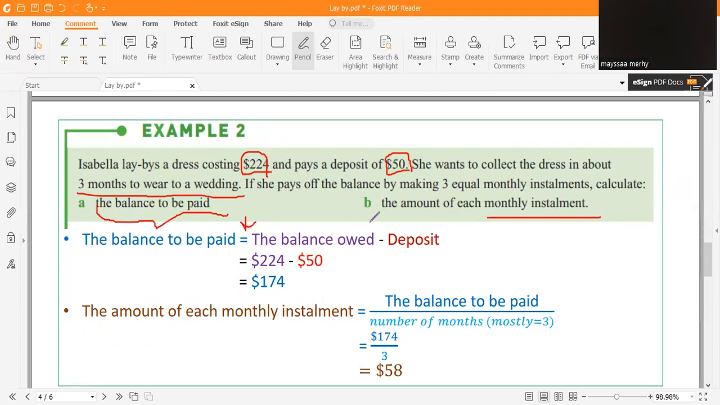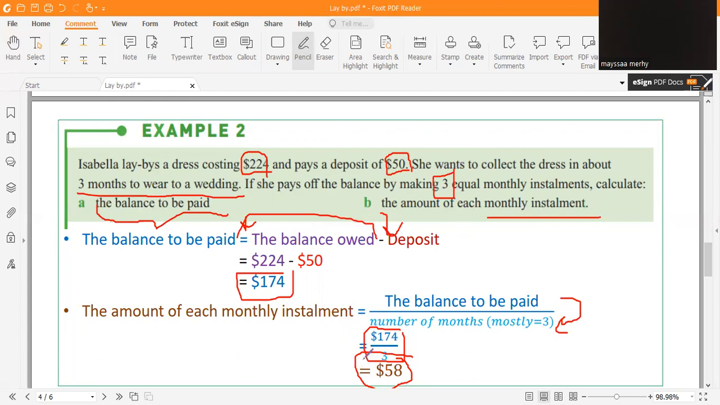can be calculated by subtracting the deposit from the balance owed. So the balance to be paid is equal to $174. And if we divide the balance to be paid by the number of monthly installments, we get the amount of each monthly installment. So $174 divided by, here in this example we have 3 equal monthly installments, so the number of monthly installments is equal to 3. We divide 174 by 3, which equals $58.